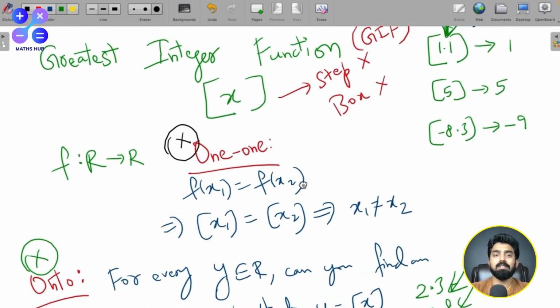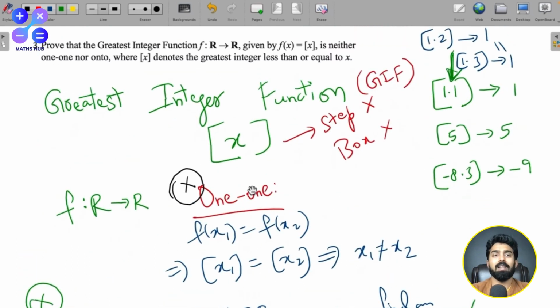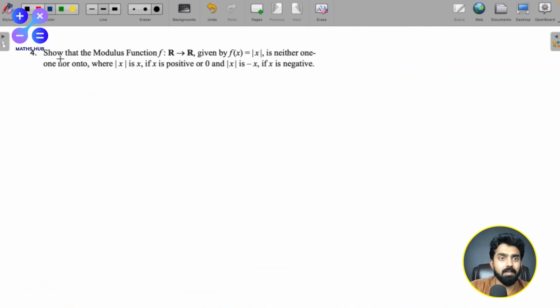So we have proved that it is neither 1-to-1 nor onto. Let's move to the next question. Awesome. So this question says, show that the modulus function f from R to R given by f of x is equal to mod x is neither 1-to-1 nor onto, where mod x is x if x is positive or 0, and mod x is minus x if x is negative.